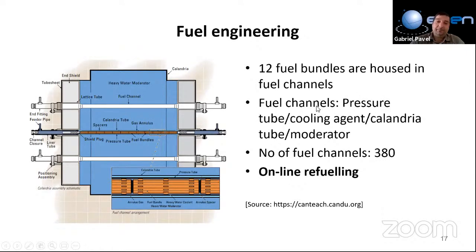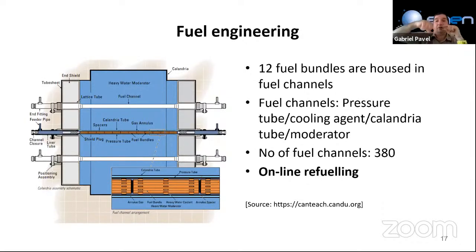The second point here is a very interesting separation of the fuel from the outer world, let's say. So we see here the fuel bundles are inserted into the pressure tube. This is the closest tube to the fuel bundle. Then inside the pressure tube you find the fuel bundles and, of course, the cooling agent. This cooling agent is heavy water.